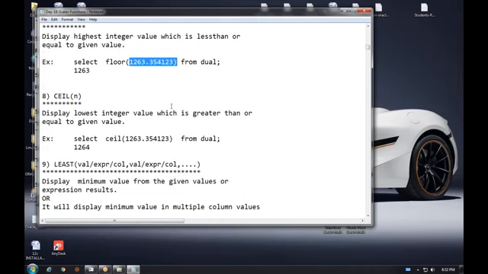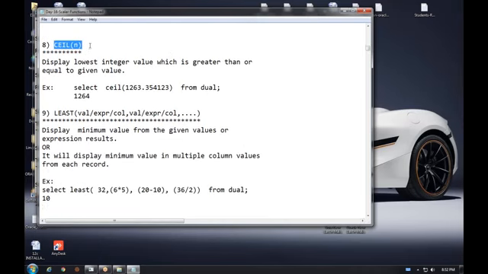Ceil, least integer above or equal to the given value. See, above values 1264, 1265, 1266, infinity. In all these integers, what is the result of ceil? Least integer above this value. The least integer is 1264.